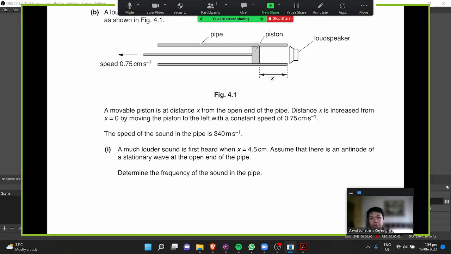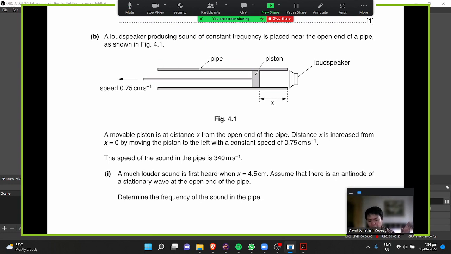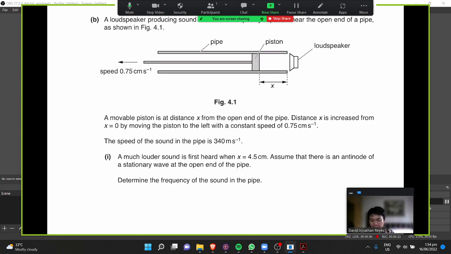Alright, here we have a problem that will be using the idea of stationary waves and the patterns of stationary waves. So the setup is given like this. You have a loudspeaker producing sound of constant frequency, and you place it near an open end of a pipe. But there's a piston moving slowly towards the left.